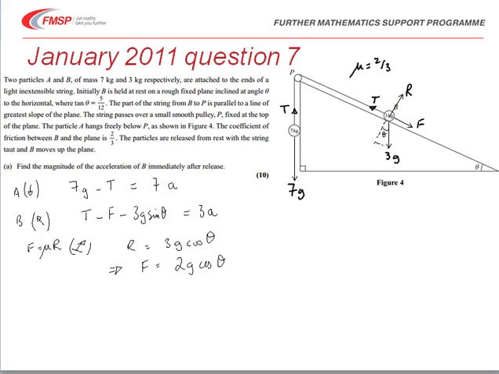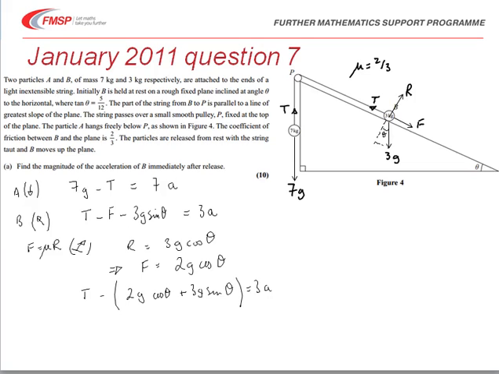So putting that into the second equation, I have that T, and then we've got in total minus F, which is 2g cosine theta, and 3g sine theta, is equal to 3a.